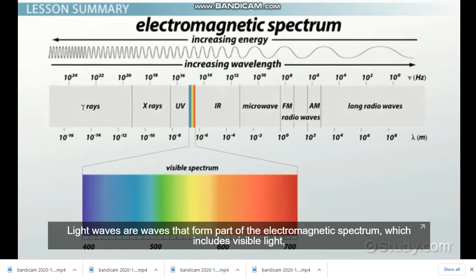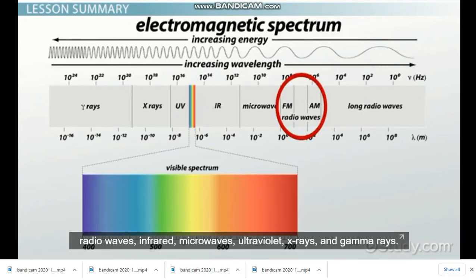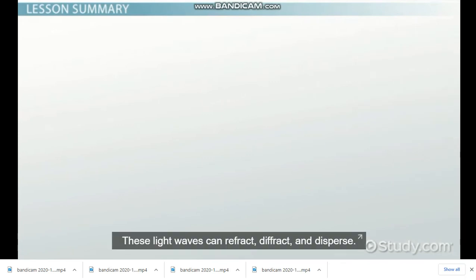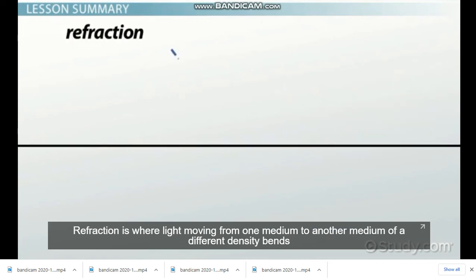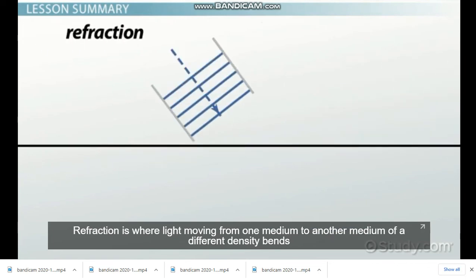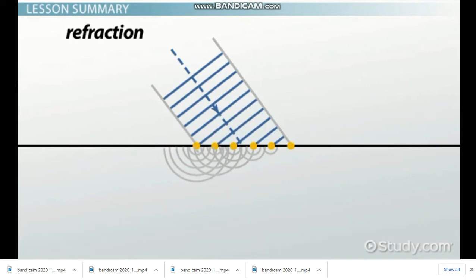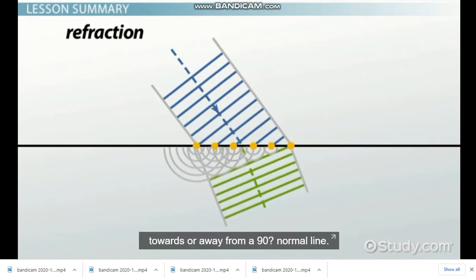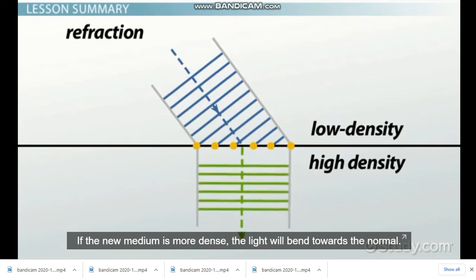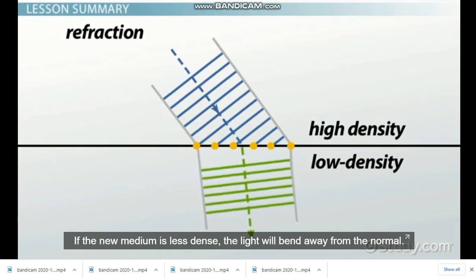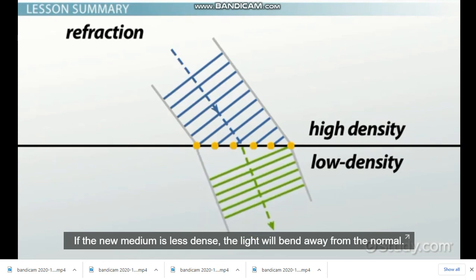Light waves are waves that form part of the electromagnetic spectrum, which includes visible light, radio waves, infrared, microwaves, ultraviolet, X-rays, and gamma rays. These light waves can refract, diffract, and disperse. Refraction is where light moving from one medium to another medium of a different density bends towards or away from a 90-degree normal line. If the new medium is more dense, the light will bend towards the normal. If the new medium is less dense, the light will bend away from the normal.